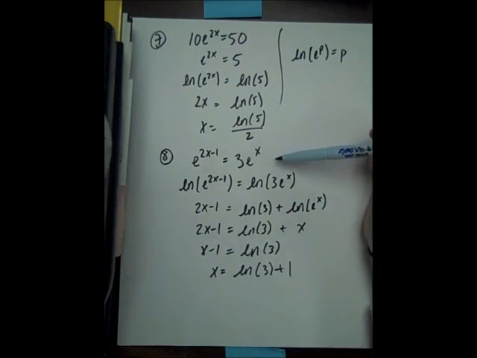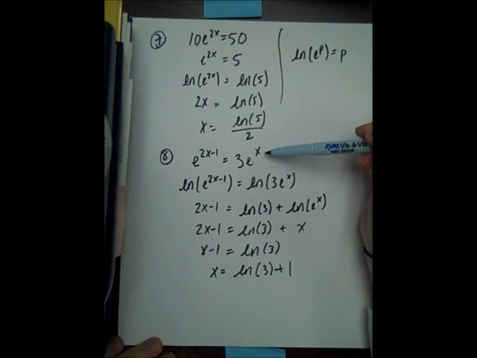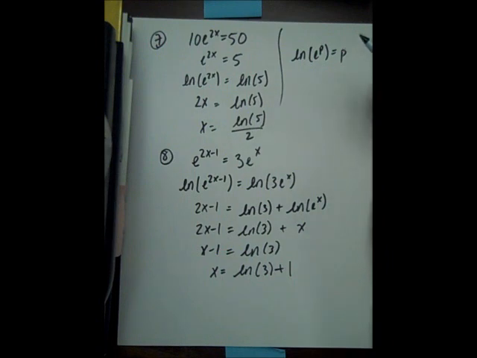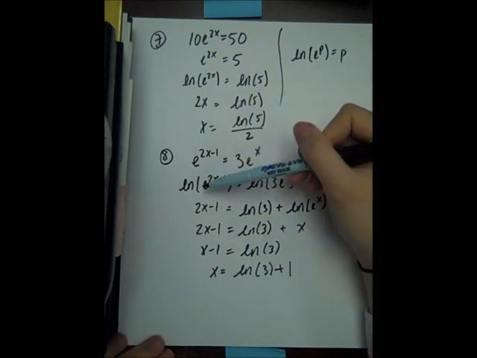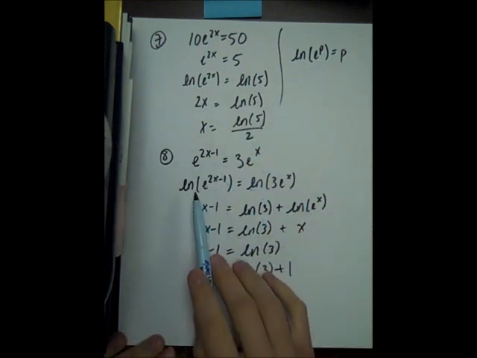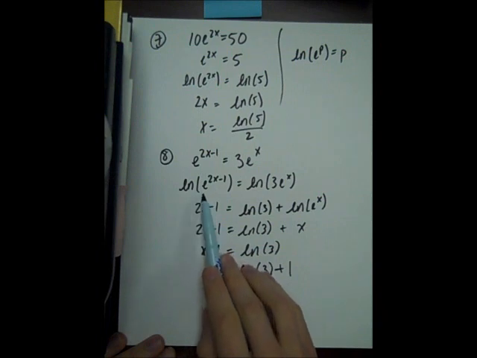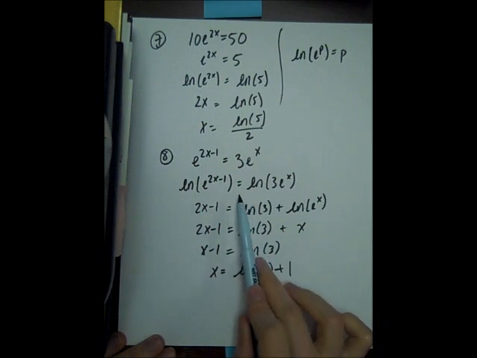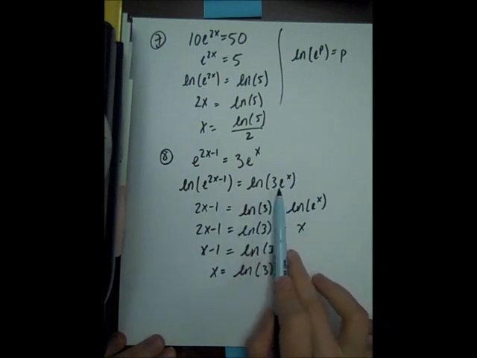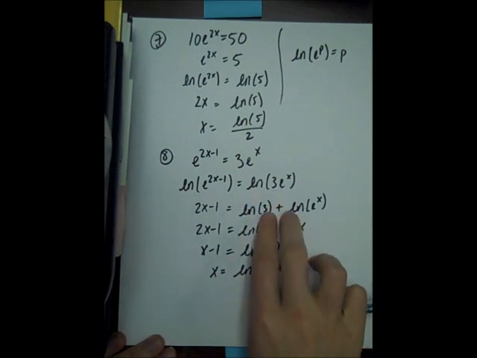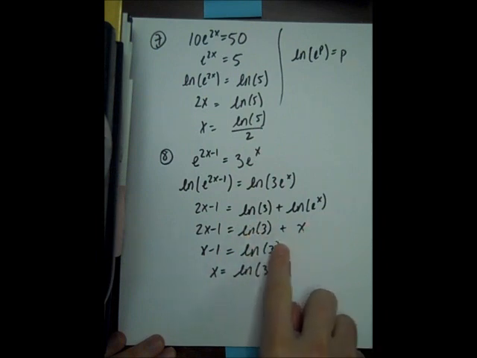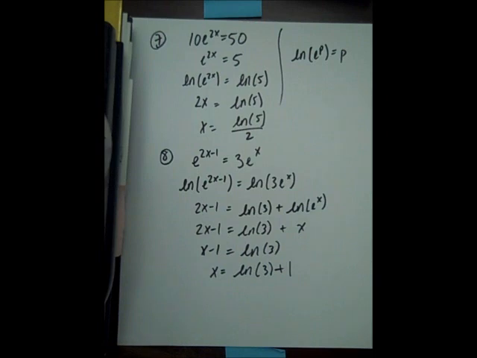I had e to the 2x minus 1 equaled 3 e to the x. So I had x in the exponent, so I want to use something with logs here. Remember, that's what I said. So let's take the natural log of both sides. On the left-hand side, that simplified pretty nicely because of this property up here. Natural log of e to anything is the anything. But on the right-hand side, I couldn't do that just yet because of this 3. So I split it up and then applied that property. Then from there, I solved for x and got natural log of 3 plus 1.